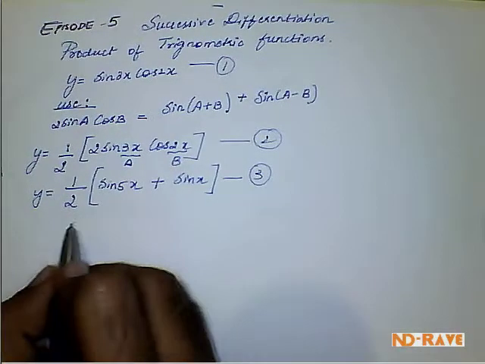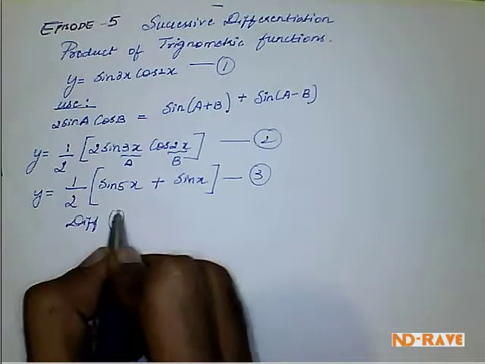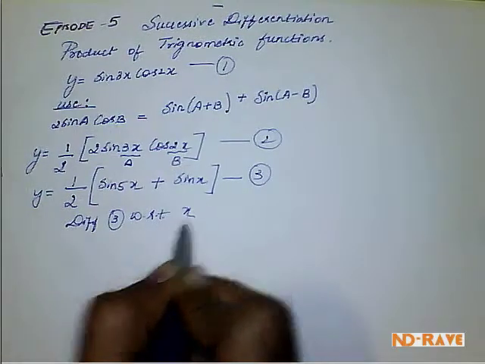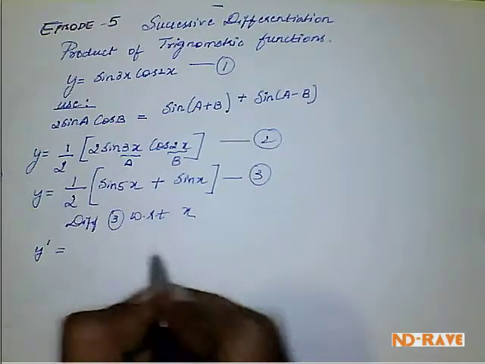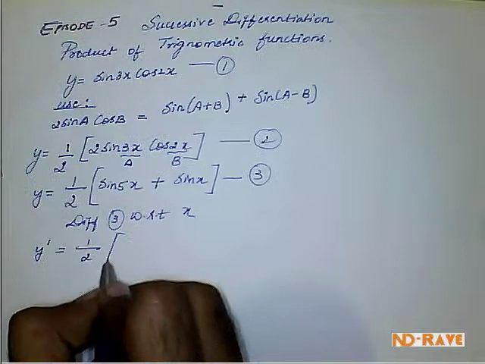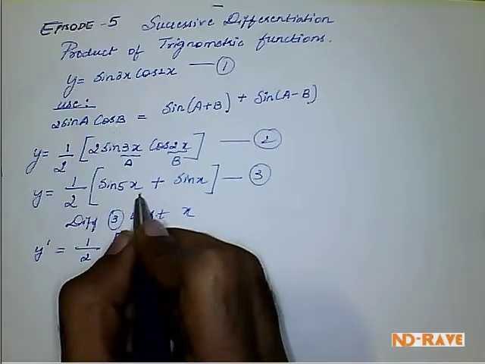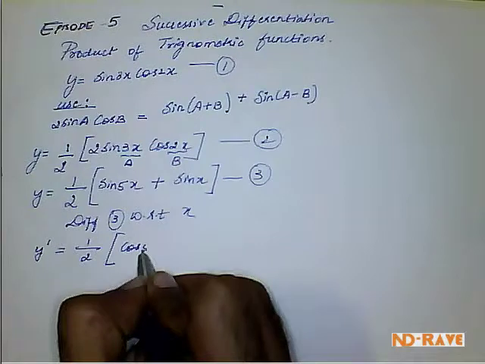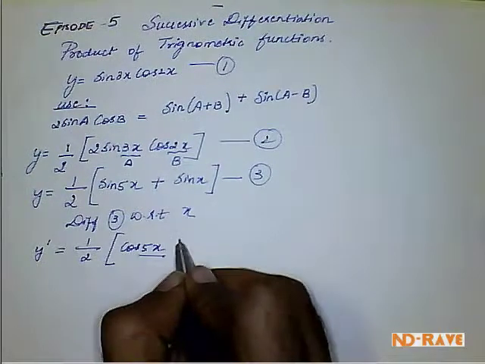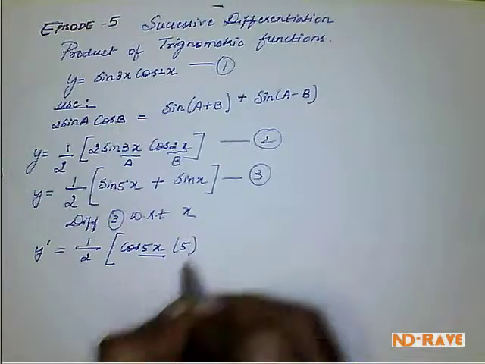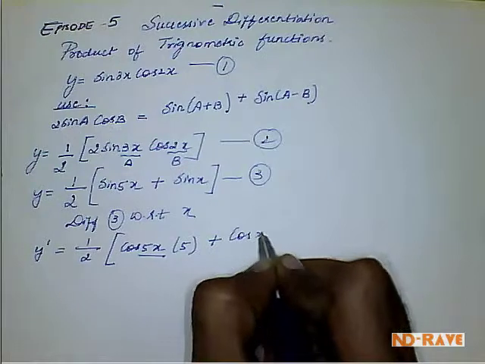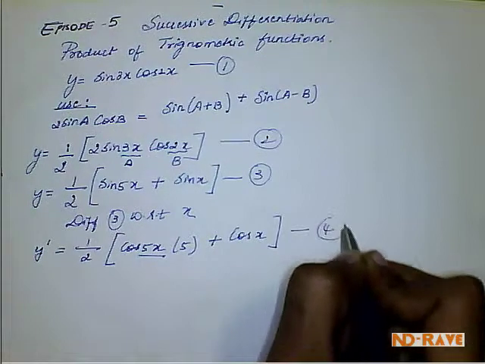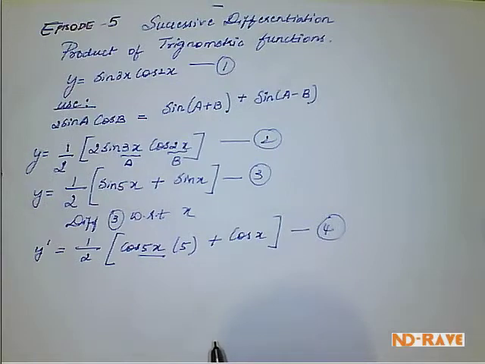Now you have to find the first differential. So differentiating 3 with respect to x, what do you get? The first differential, which is represented as y dash. So you get y dash to be half, that is a constant, times the differential of sine 5x, which is a standard function that I've told you already, cos 5x. Differentiating 5x gives you a constant 5, which is multiplied to the function, plus the differential of sine x, which is cos x. So this is the first differential, which I'll mark as equation 4. The first differential was very simple to find.